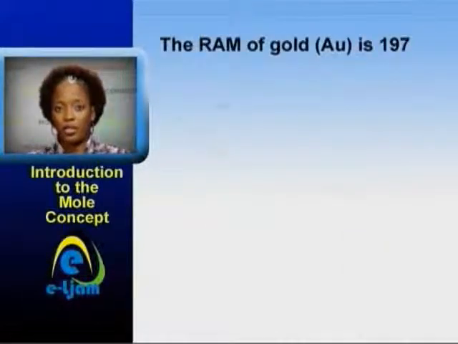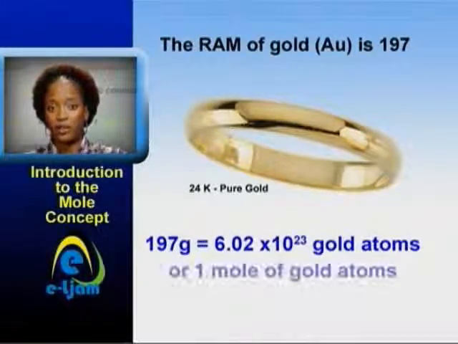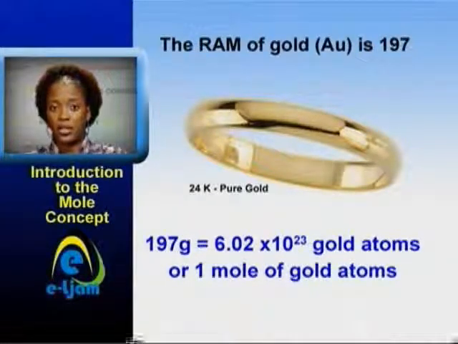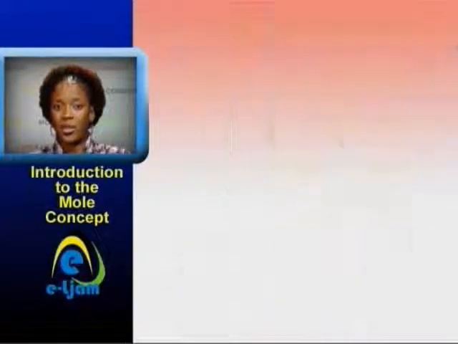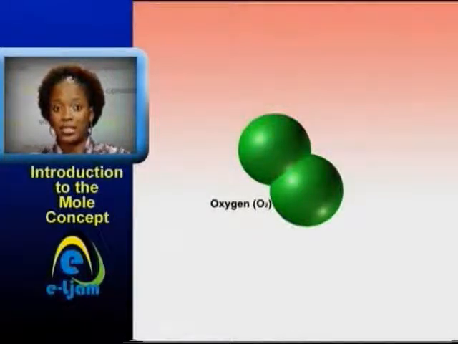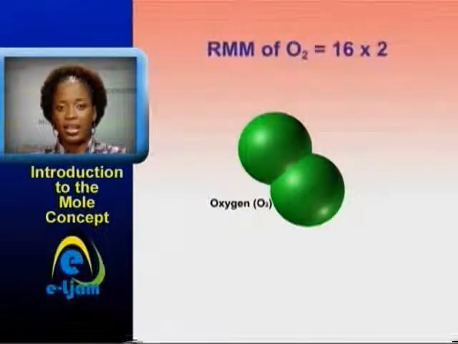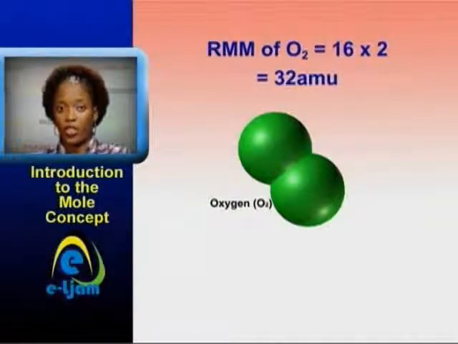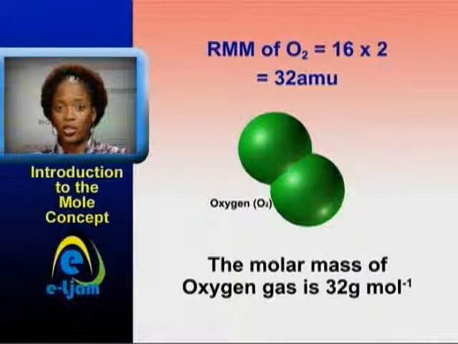The RAM of gold is 197. This ring weighs 197 grams. Therefore, it contains 6.02 times 10 to the 23 gold atoms, or 1 mole of gold atoms. Note well, the molar mass of a diatomic substance is equal to twice its atomic mass. Oxygen is diatomic, hence its RMM equals 16 times 2, which is equal to 32 AMU. The molar mass of oxygen gas is 32 grams per mole.